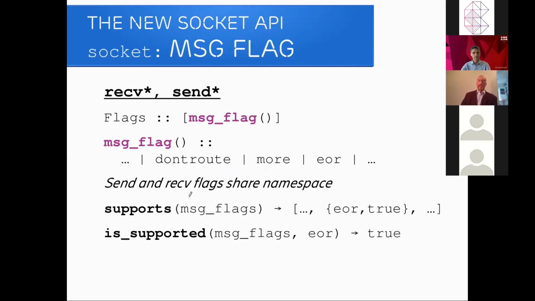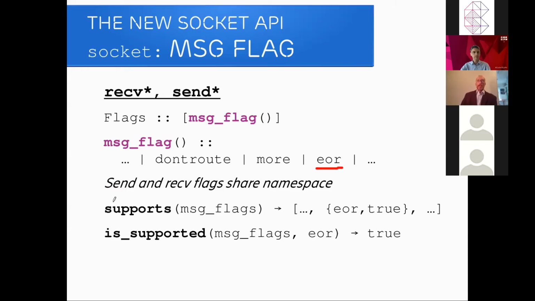The message flags are optional arguments to receive and send operations, and also returned from the receive message operation concerning the message. For instance, here's the end of record flag. You have to consult the platform documentation to find out what these mean. There's no such thing in the current GenTCP API.